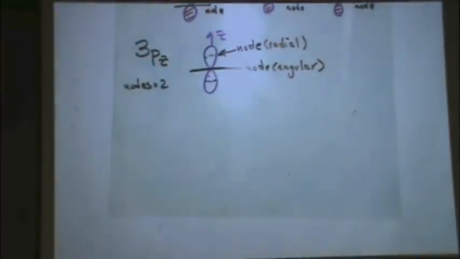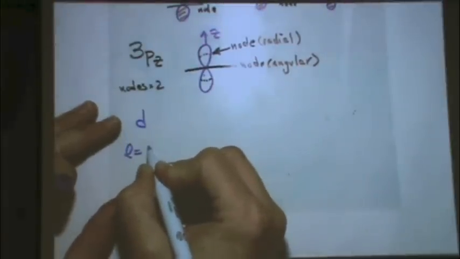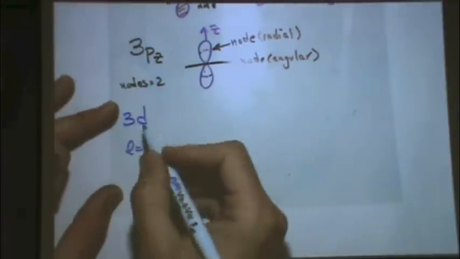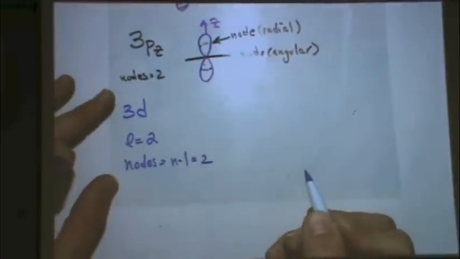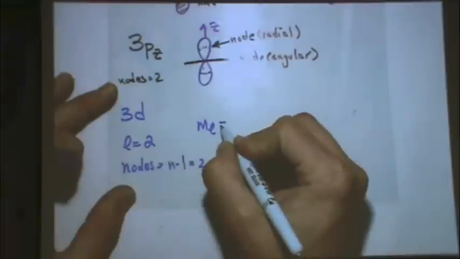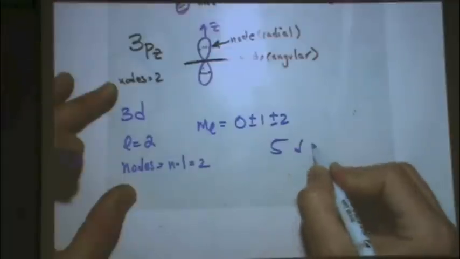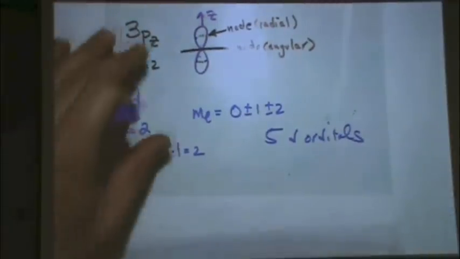Okay, next, let's go to the D's. What's L equal for D? 2, so what's the smallest value of N? 3, one bigger than L. How many nodes? 2. Okay, and M sub L is 0, plus or minus 1, plus or minus 2 from L equals 2. So there's 5 D orbitals. Okay, let's draw that on the next page. There's 5 D orbitals. You have to learn these.